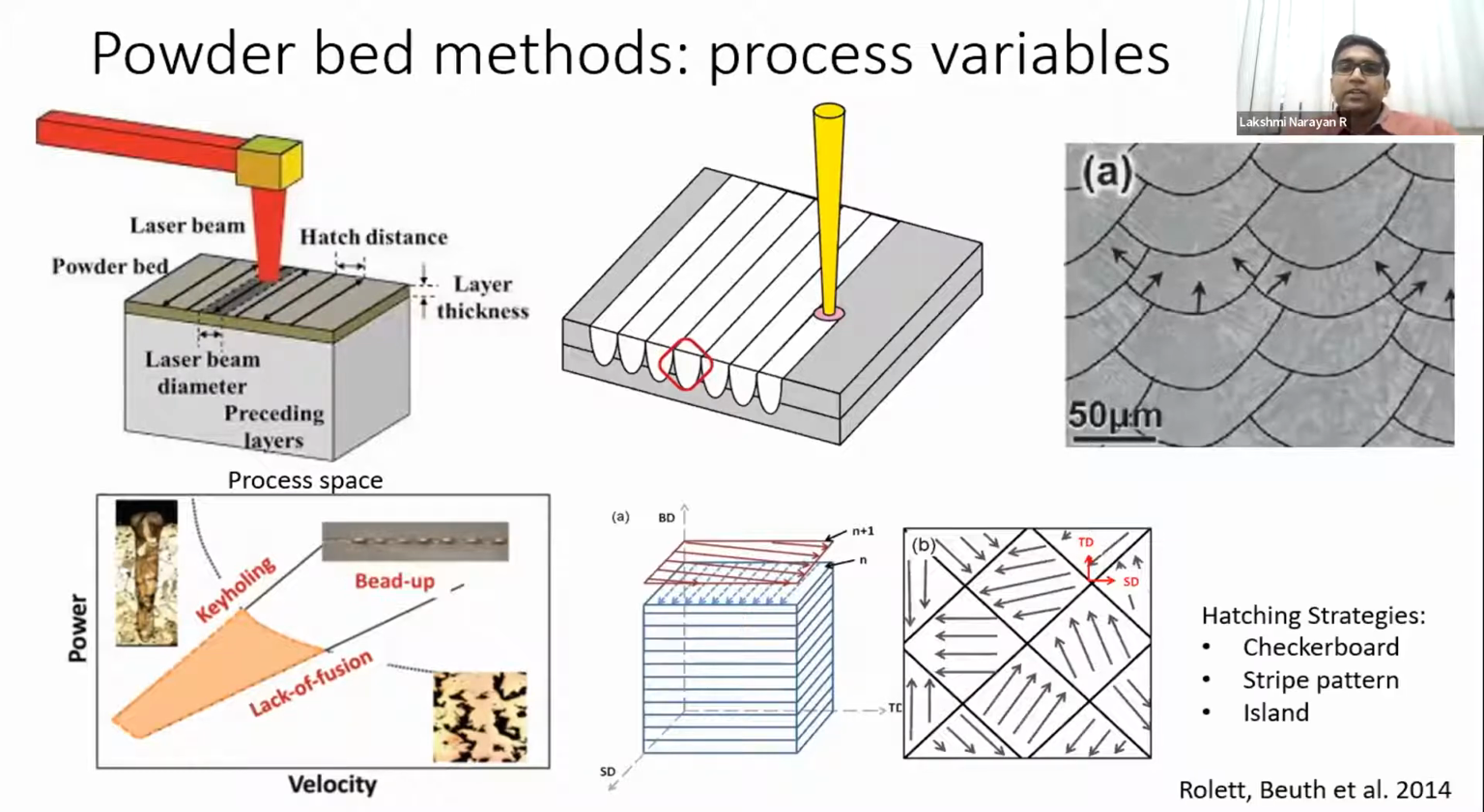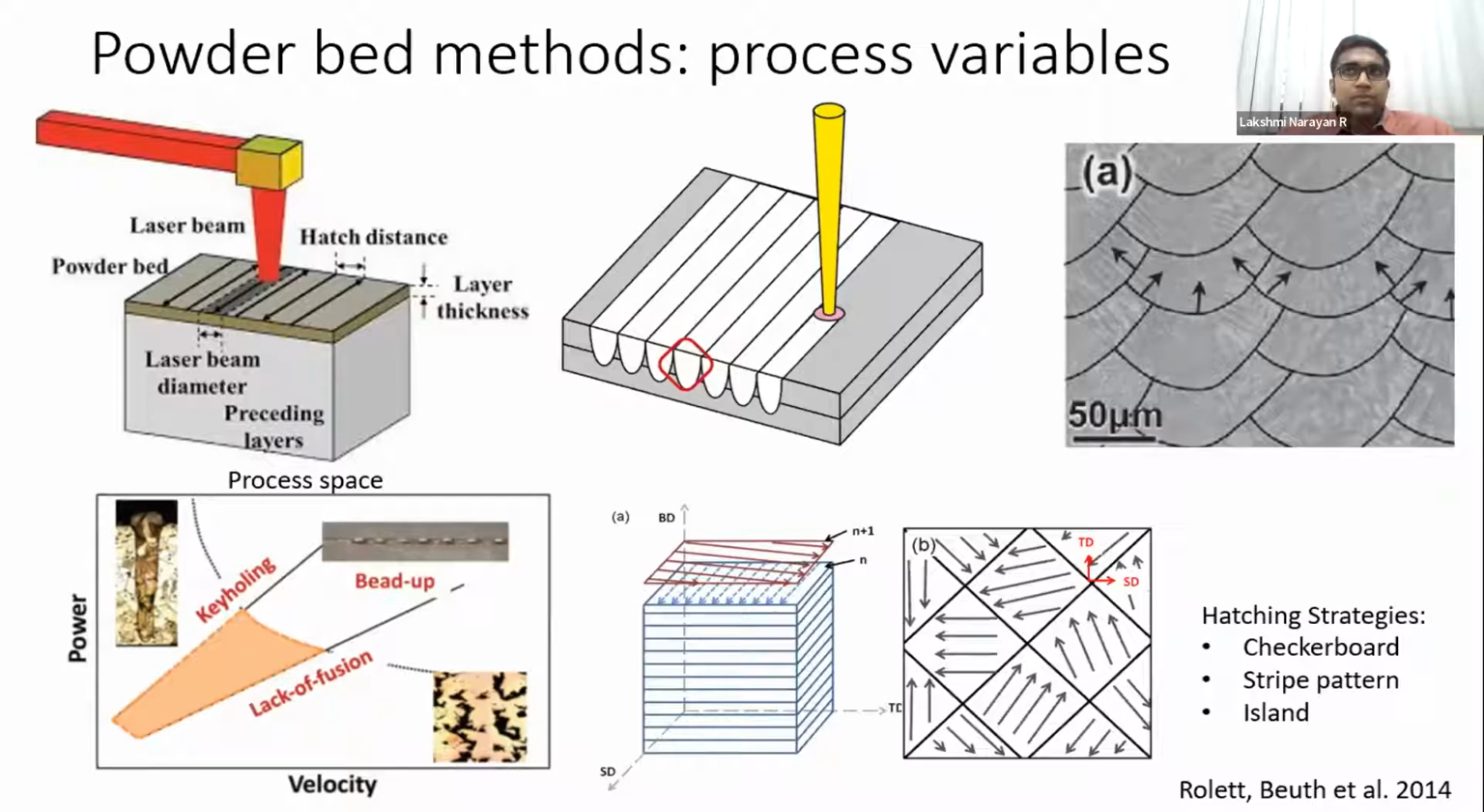So you can have very different kinds of hatching patterns. It's called hatching strategy. One could be your checkerboard. Checkerboard, of course, is very similar to chess, right? You see a chess board, and each pocket has a different color, which means that in each pocket, the directions will be quite different. You could have an island strategy or a stripe pattern. Stripe pattern I'll also talk about in a few minutes. But in the island strategy, every island will have a different direction of printing.